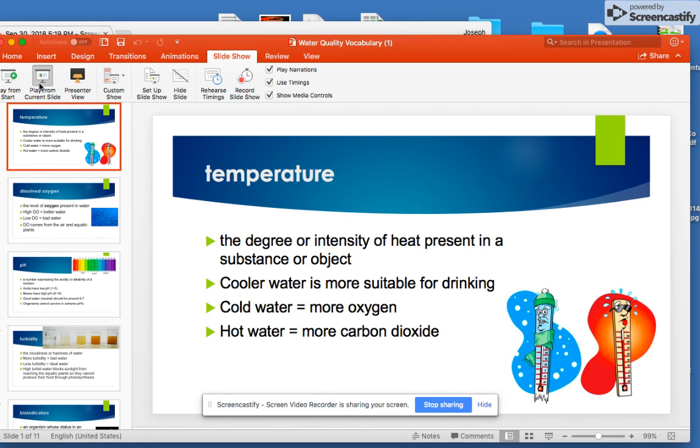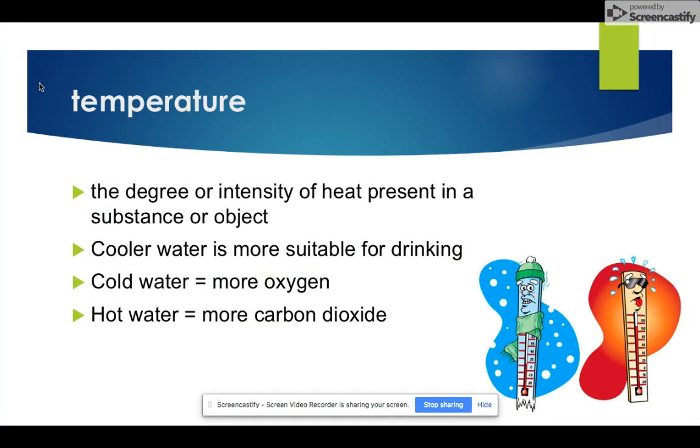Okay, first thing we're going to talk about is temperature. Wait, it's working slow. Temperature is basically how hot or cold something is. It's basically the movement of the molecules inside an object. When it's warmed up, they start moving more, and when it's cooler, they start to slow down.